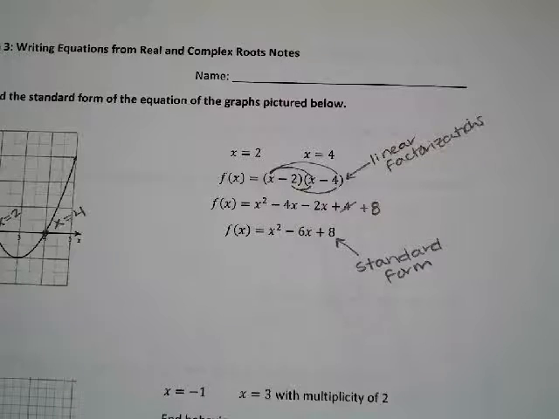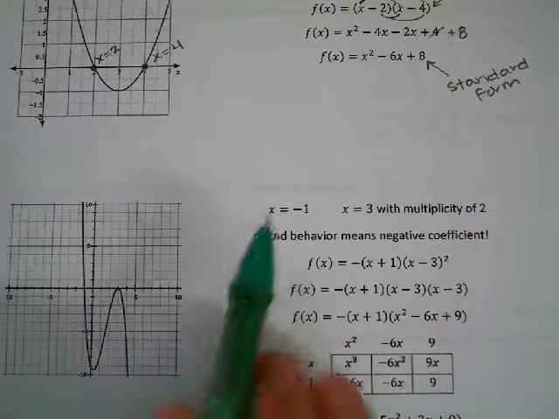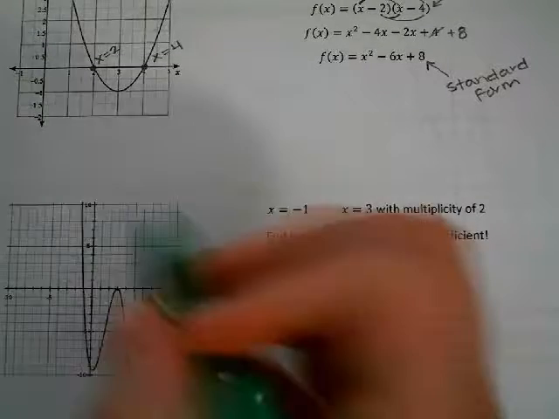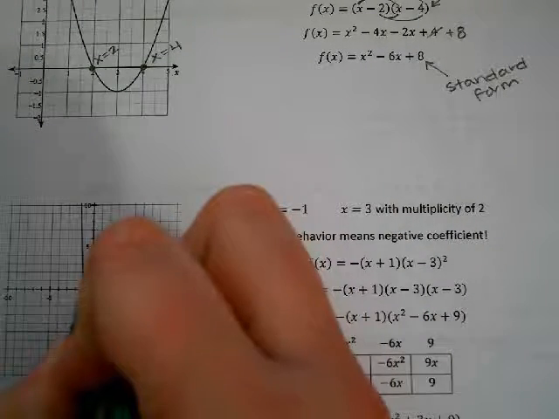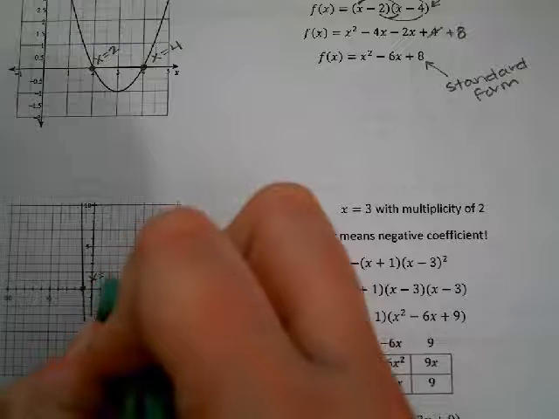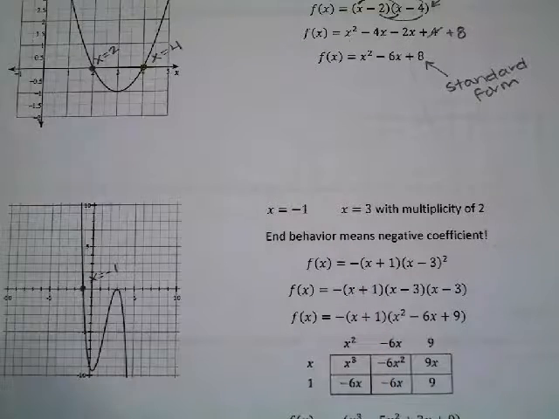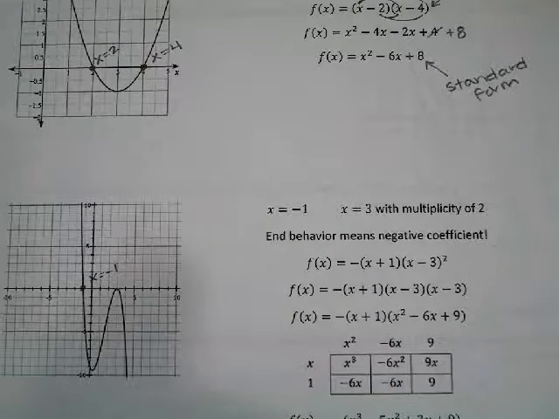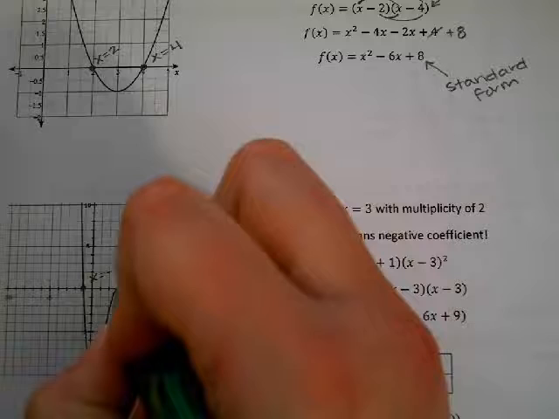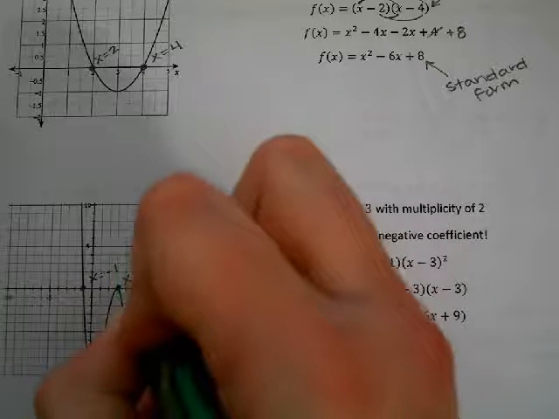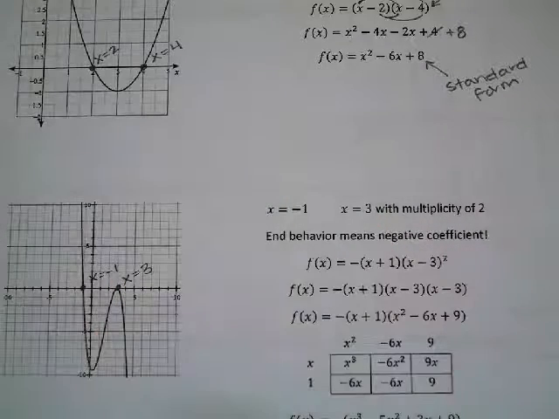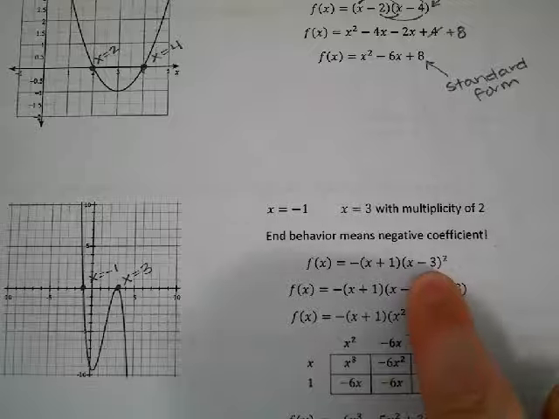Okay. For the next one, it says that we have an x-intercept of negative 1, so I'm going to go ahead and label that on the graph. X equals negative 1. And then we also have an x-intercept of positive 3. But the x-intercept of positive 3 has a multiplicity of 2.